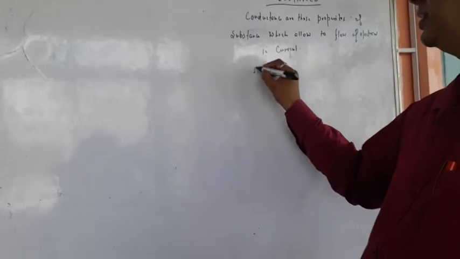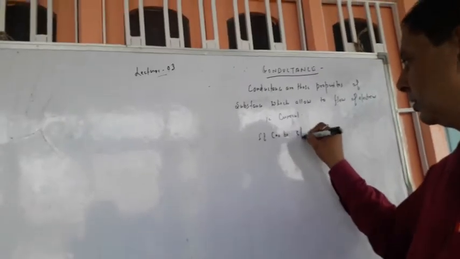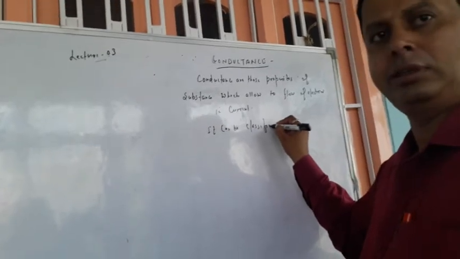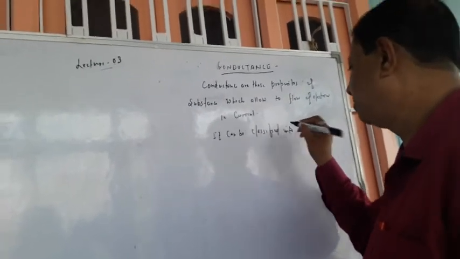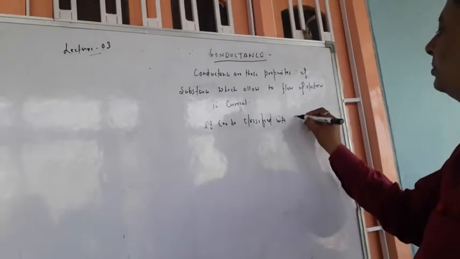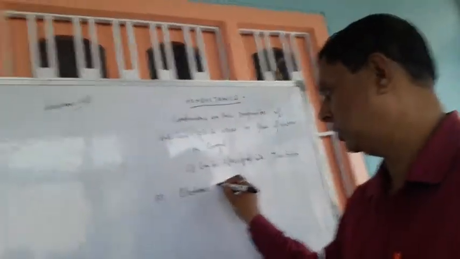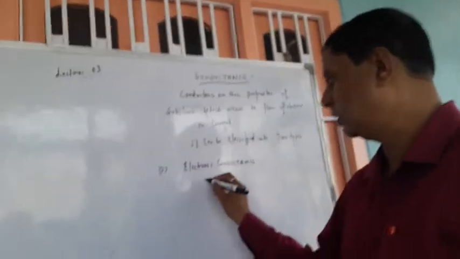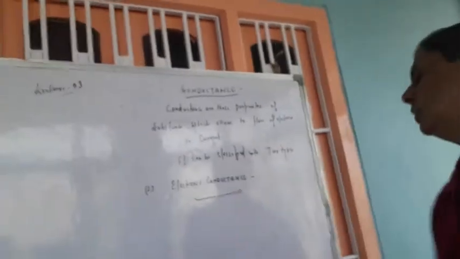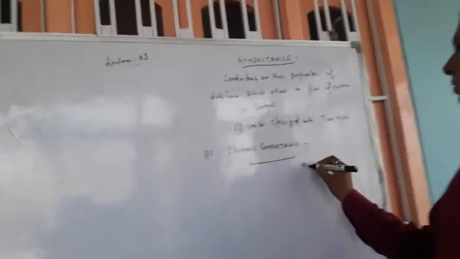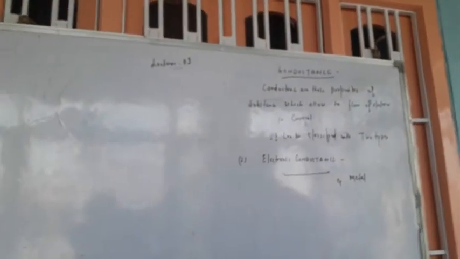Conductance can be classified into two types. The first one is electronic conductance. Metal is an example of electronic conductance.